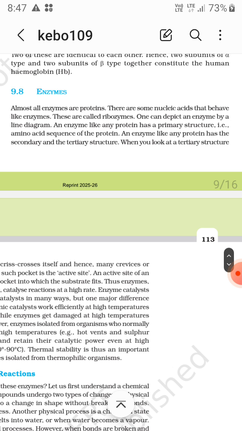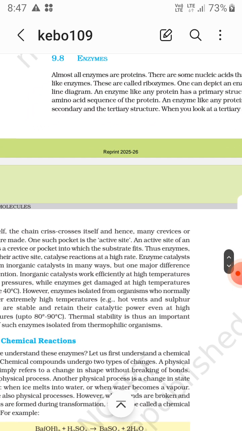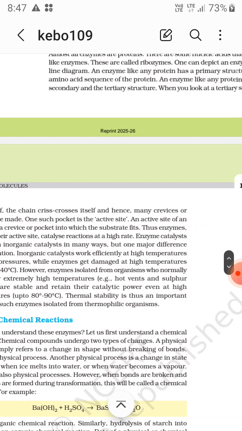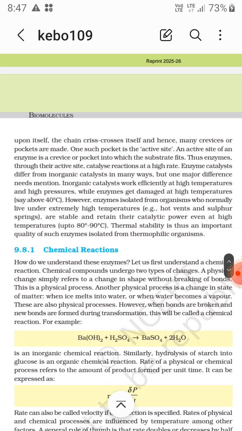Now, like any protein, they also have a primary structure, like the amino acid sequence of the proteins. Then an enzyme, like any protein, has the secondary and tertiary structures. So when you look at the tertiary structures, upon itself the chain crisscrosses itself, and hence many crevices or pockets are made. Okay, one such pocket is the active site.